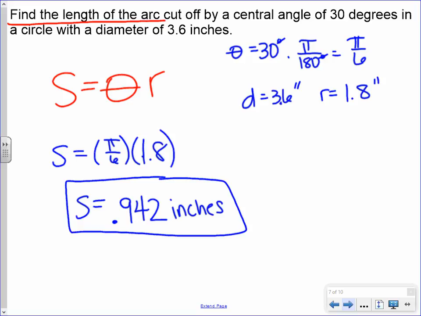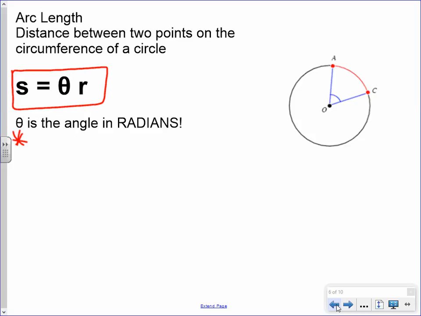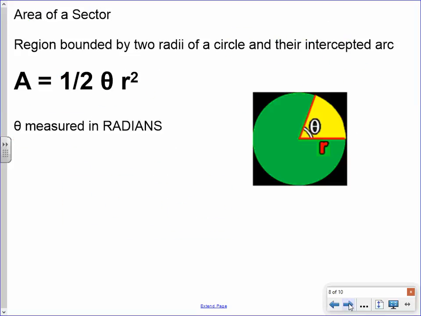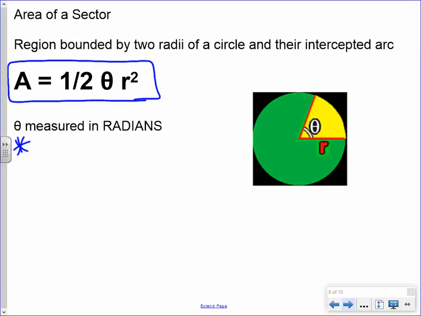Last but not least, let's go ahead and make this a two-dimensional problem. So first we talked about the length of an arc. Does anybody know what this is called right here if I color it in? A sector. Yes. The area of a sector is 1/2 theta r squared, where once again, theta is measured in radians. It gives you the area of just that piece of pizza.